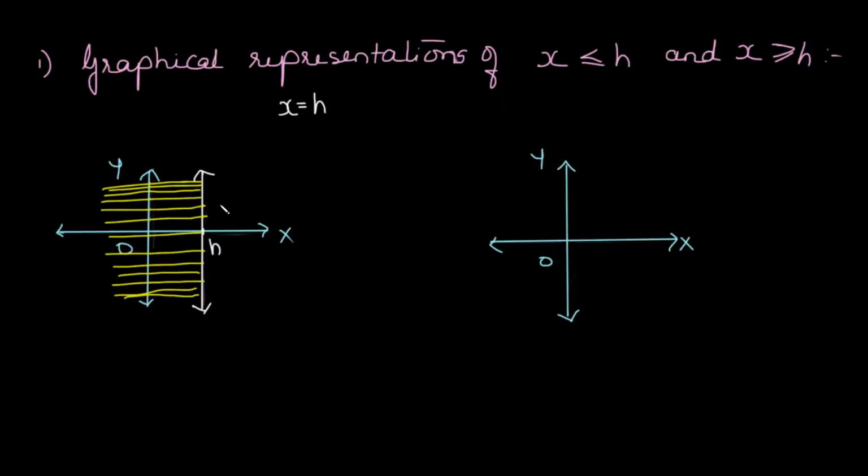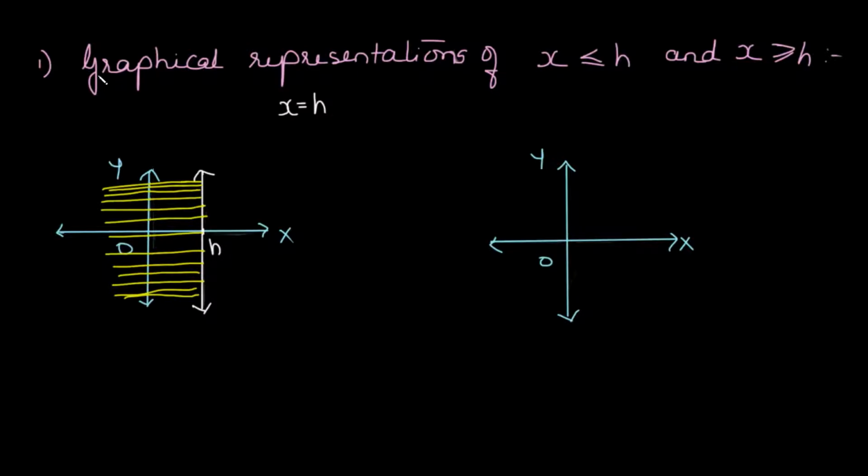Remember, the inequality sign over here is less than or equal to. That means the solution set also includes whatever comes on the line x is equal to h. So including all the points lying on the line, and the points represented on the left side of this line come in the solution set. So we draw a solid line in this case.